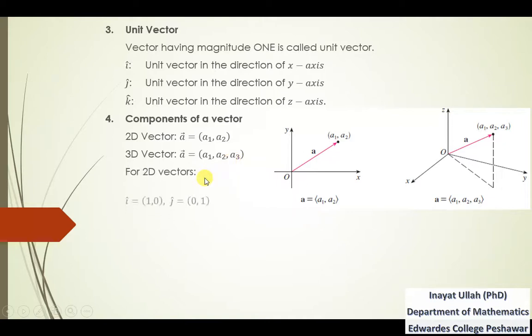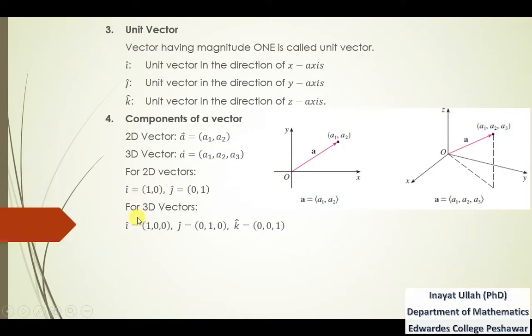Now a 2D vector has two components. So i cap is a unit vector in the direction of the x-axis. So in the direction of the x-axis, the component of i is 1, because that is a unit vector, and along the y-axis its component is 0. Now j cap is a unit vector in the direction of the y-axis, and on the x-axis its component is 0, and the component of j along the y-axis is 1, because that is a unit vector in the direction of the y-axis.